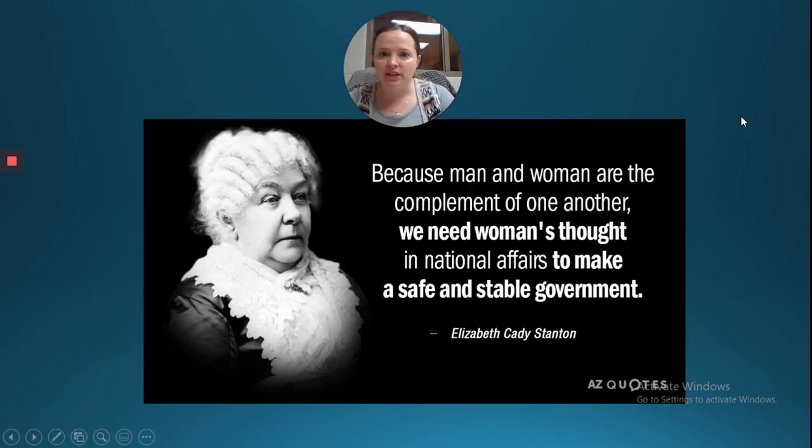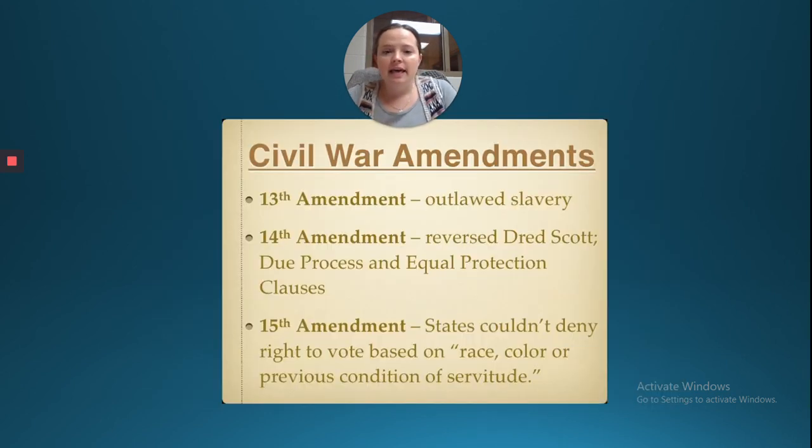Here's another quote that she had: because man and woman are the complement of one another, we need woman's thoughts in national affairs to make a safe and stable government. She had a lot of quotes. When I looked up quotes by her with pictures attached to them, there were a lot. So she was very prolific for the age. She was very well known. She would have been the figurehead, her and Susan B. Anthony, who we're going to talk about in a little while.